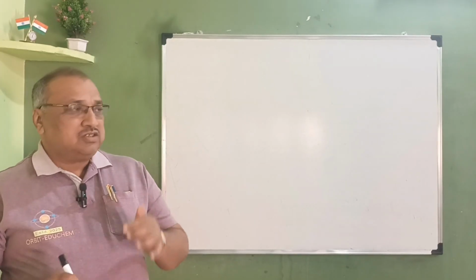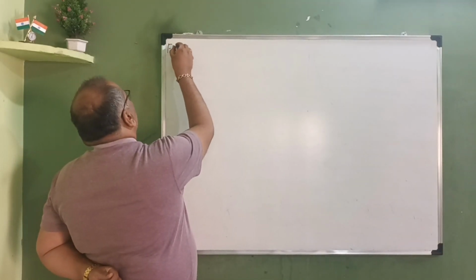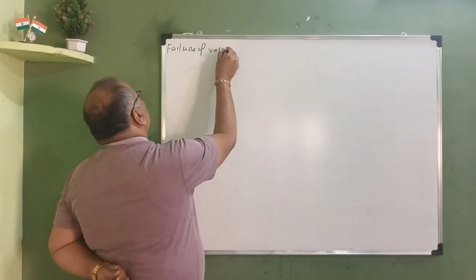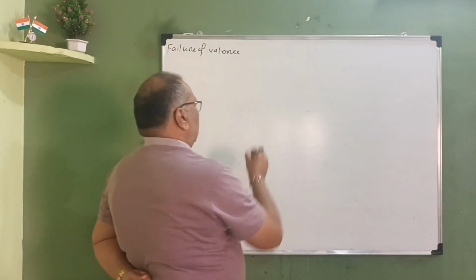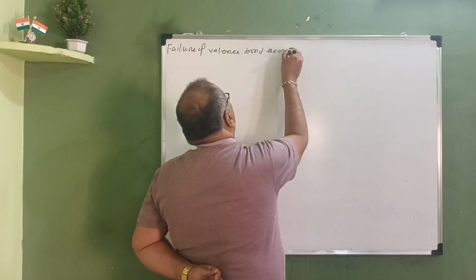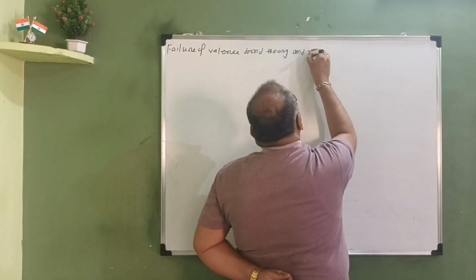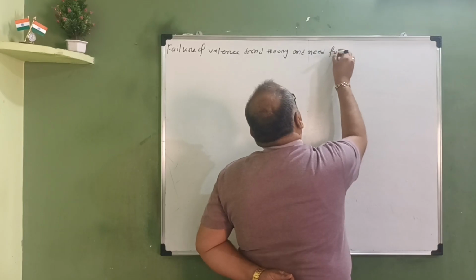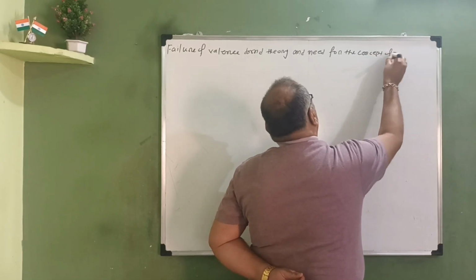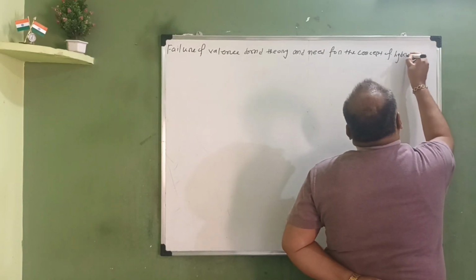Now today we are going to discuss the failure of valence bond theory and the need for the concept of hybridisation.